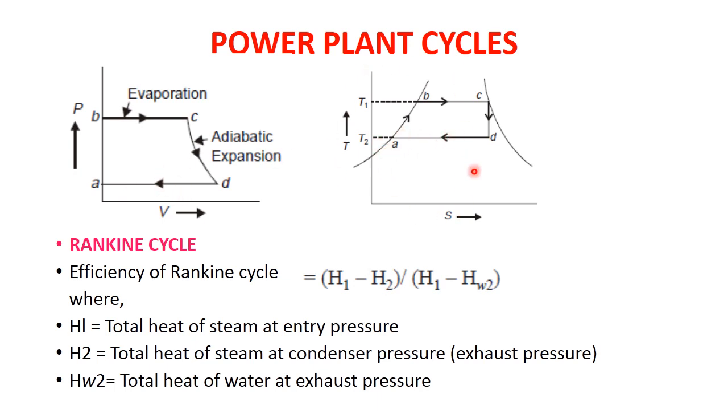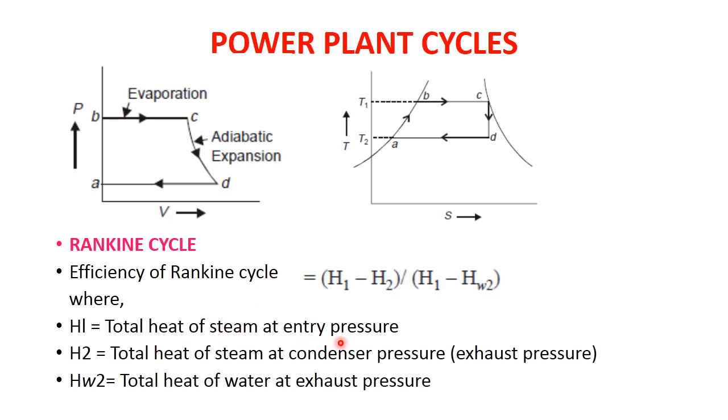Then going towards the TS diagram, you will also observe that there is a tremendous increase in the temperature, and therefore from A to B during compression the temperature has increased. B to C it is constant, then C to D it is reduced as there is adiabatic expansion, and then it is D to A. So the efficiency of the Rankine cycle is given by H1 minus H2 divided by H1 minus HW2.